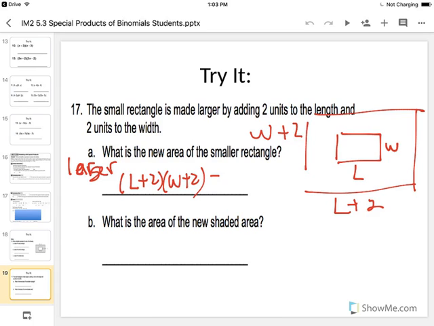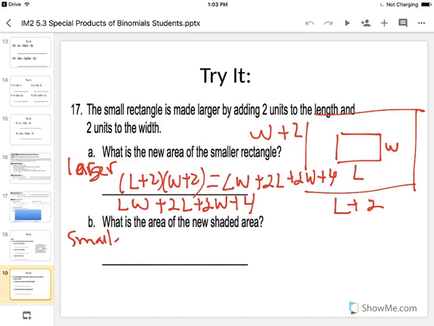So this gives us L times W plus 2L plus 2W plus 4. So this is LW plus 2L plus 2W plus 4. And let's find the smaller one. The smaller one is just L times W.